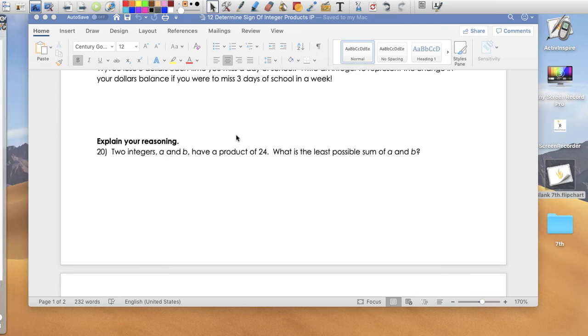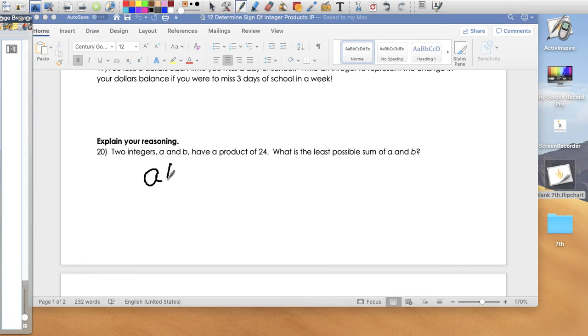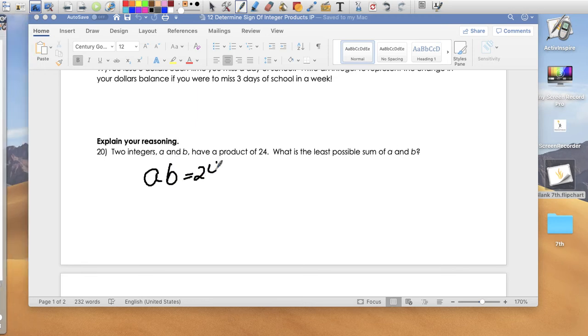Explain your reasoning. Two integers a and b have a product of 24. So that means that a times b equals 24. What is the least possible sum of a and b? So if I were to add a and b, what are the smallest numbers I can get? So I need to find every pair of numbers that multiply by each other to give you 24. But I want the smallest sum.